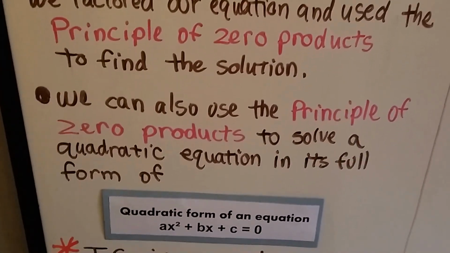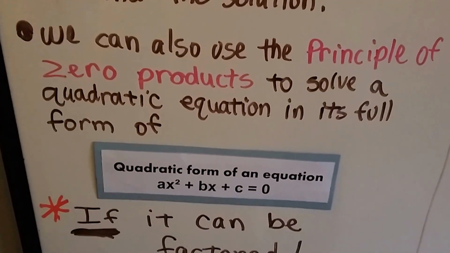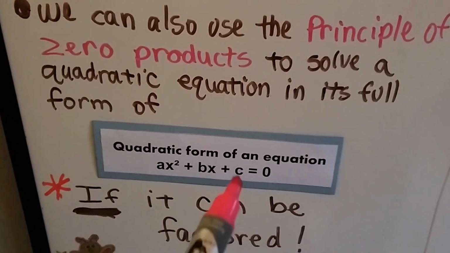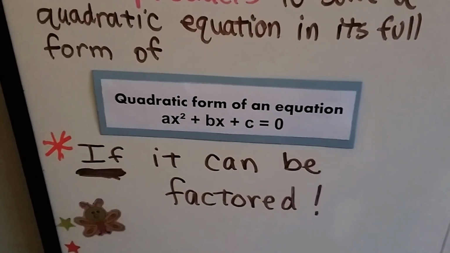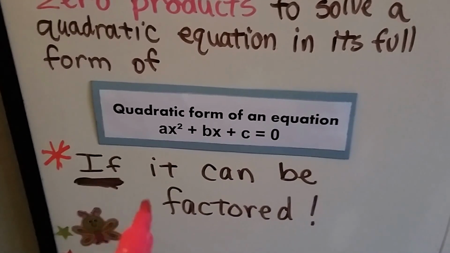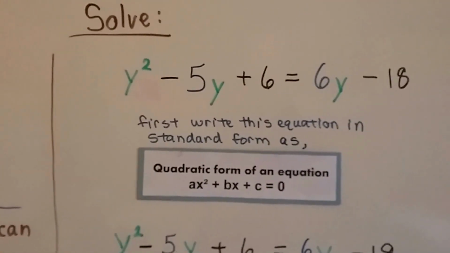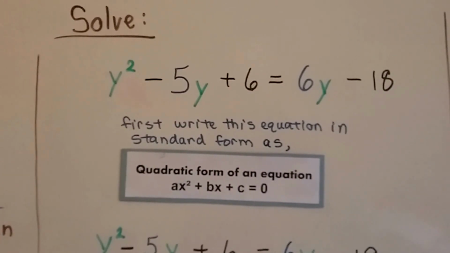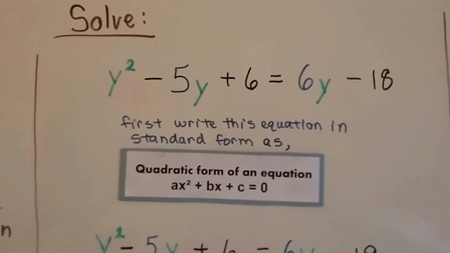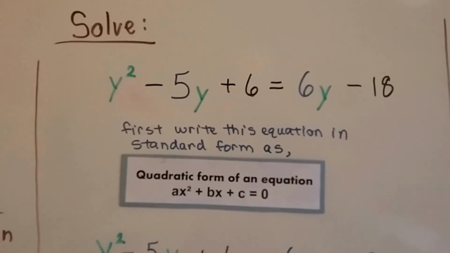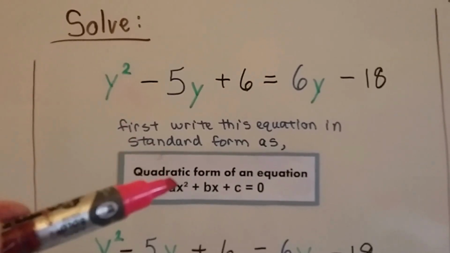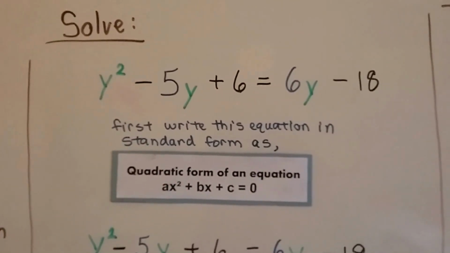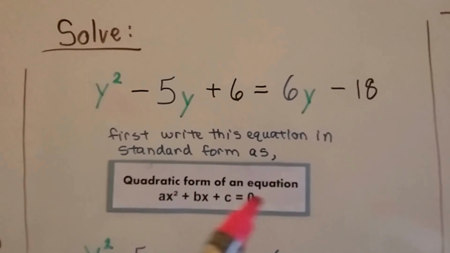We can also use the principle of zero products and solve a quadratic equation in its full form with the c in the equation, if it can be factored. Very important, if it can be factored. So here's our equation. We have y squared minus 5y plus 6 equals 6y minus 18. The first thing we have to do is write this equation in standard form. Don't worry about the variable y. That's just going to be our x. So we just need to get it into this form.